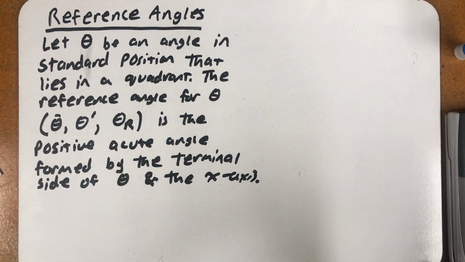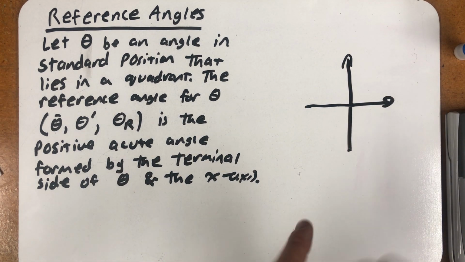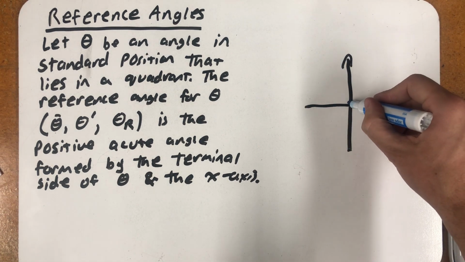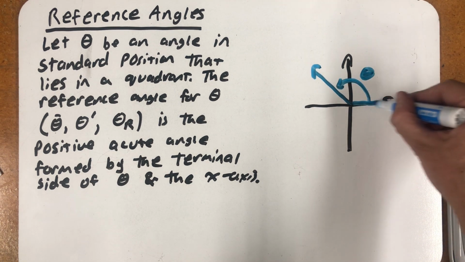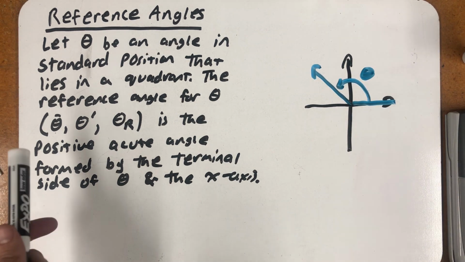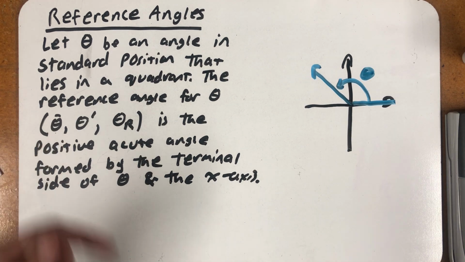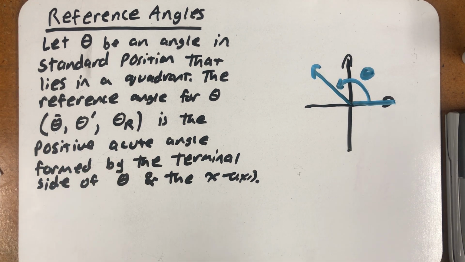All right, so we're starting with an angle theta, and all I know about that angle is that it's not quadrantal. It doesn't lie on one of my axes. Its terminal side ends up in a quadrant. The reference angle for theta, which there are three different notations we'll talk about for it: theta bar, which is just theta with a line on top of it, theta prime, and theta sub r. Those notations get used interchangeably. They show up just as often as each other in mathematics.